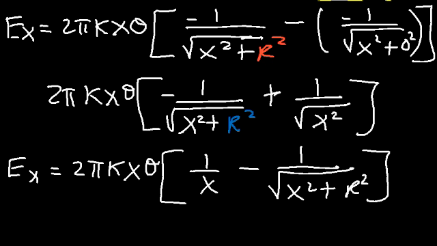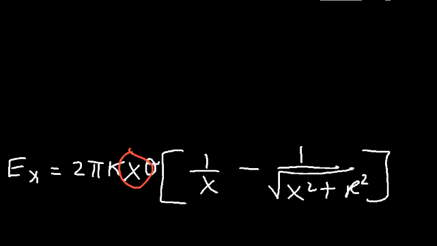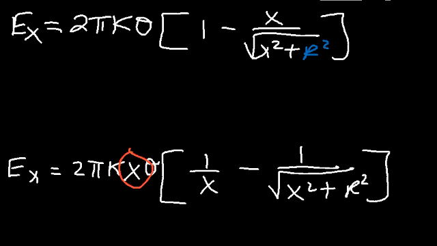So what we're going to do now is take this x and move it into the brackets. We're going to distribute it to the two terms inside. So x times 1 over x, the x variables will cancel, and you simply get 1. So Ex is now 2 pi k times sigma. X over x is 1, and x times what we have here, the x is just going to move to the top. So it's x divided by square root x squared plus r squared. So this is the equation in terms of k.